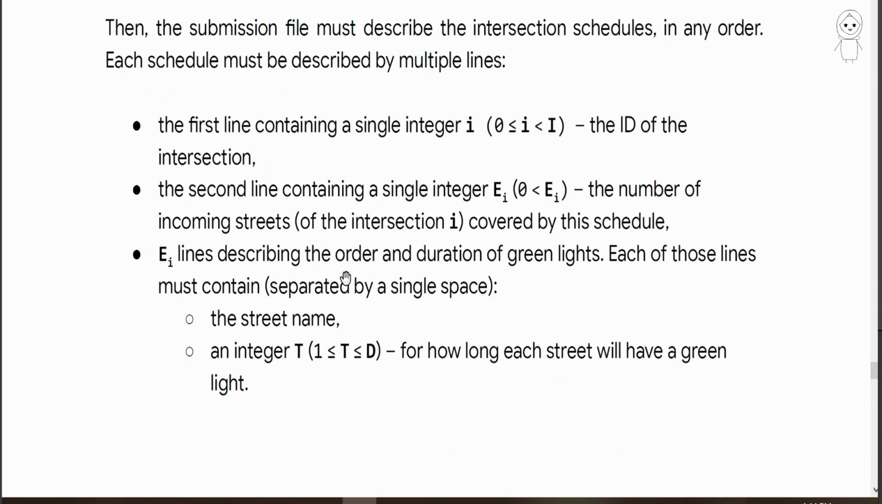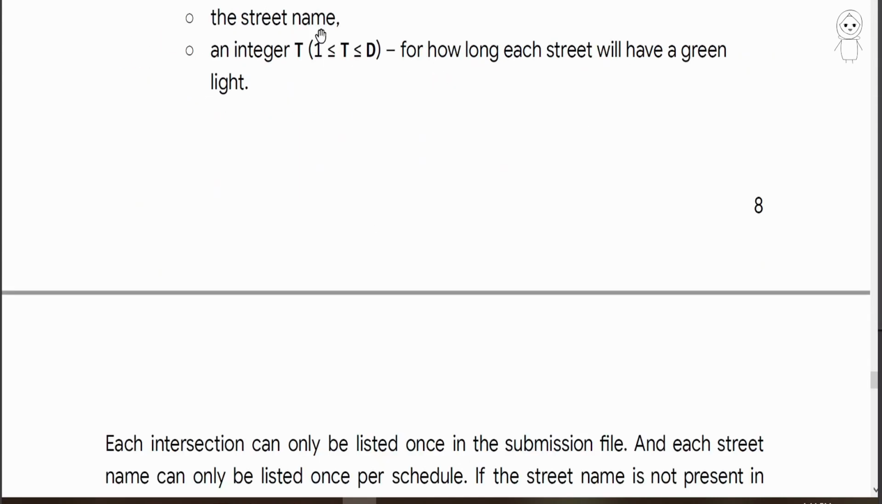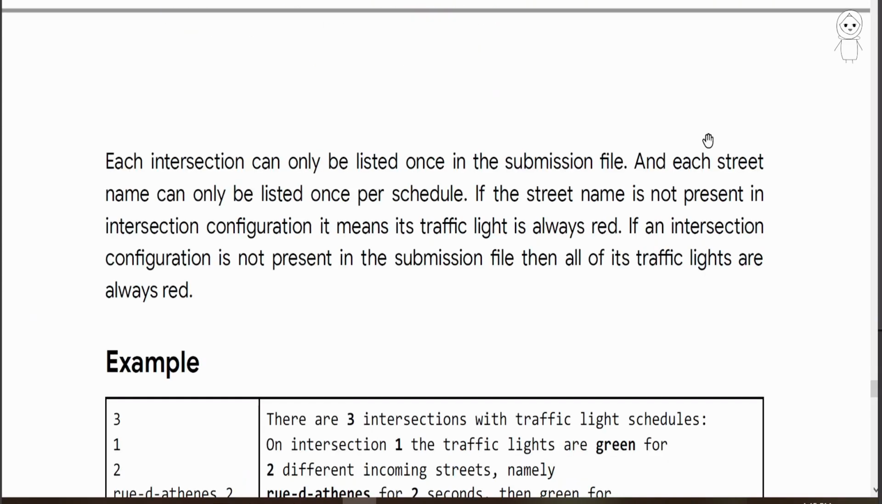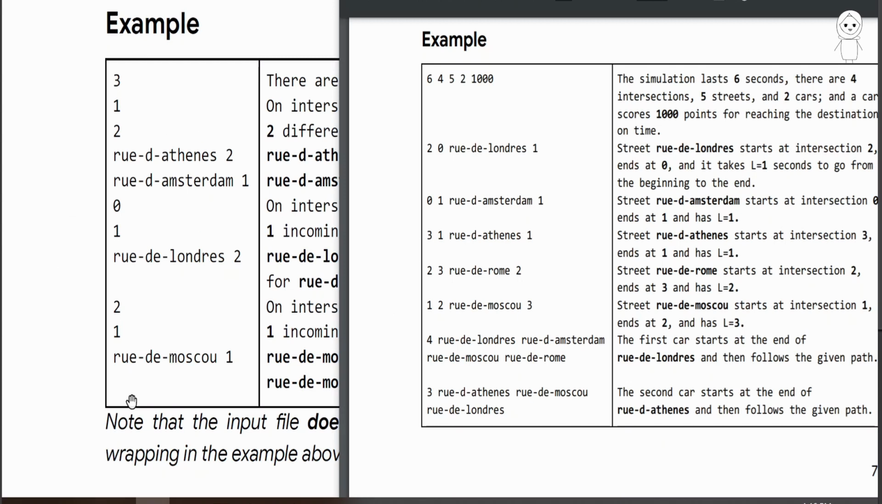A number of lines describing the order and duration of green lights. Each of those lines must contain these values: the street name, and an integer t, for how long each of the streets will have a green light. Each intersection can only be listed once in the submission file, and each street name can only be listed once per schedule. If an intersection configuration is not present in the submission file, then all of its traffic lights are always red. So this was the input file, and this is the output file of this input file.